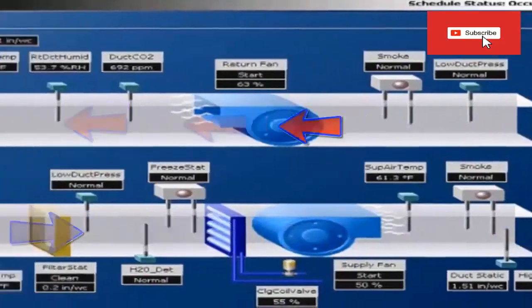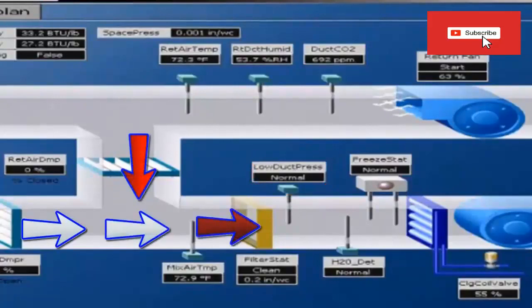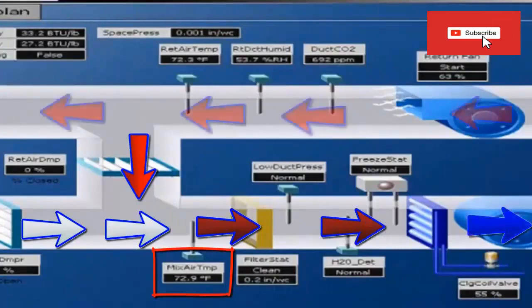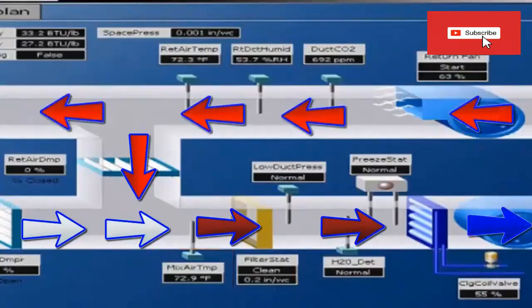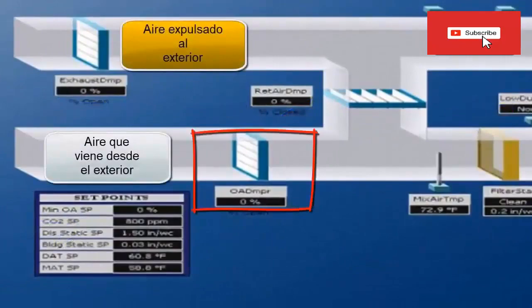Pressure sensor. This sensor measures positive, negative or differential pressures. In this way the condition of the filter can be measured. In this case the pressure drop is 0.2 inches of water. Air mixture temperature sensor. Let's remember that at this point we have a mixture of air made up of new air from outside and recirculated air that comes from the rooms. Damper opening percentage to control the renewal air that comes from outside.